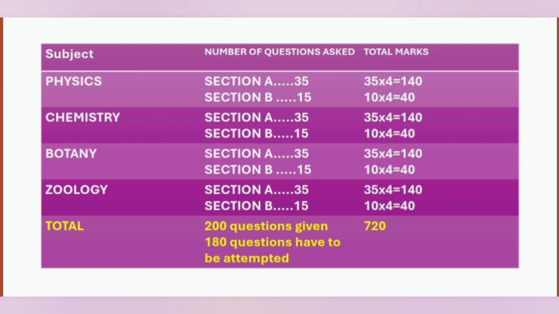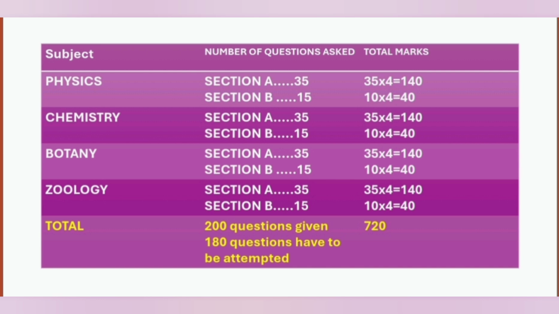Now question paper pattern. So it consists of 3 subjects: physics, chemistry, biology. Biology means here botany and zoology. So in these 4, physics, chemistry, botany, zoology, 2 sections will be there. Section A, section B. From section A, 35 questions will be asked. From section B, 15 questions will be asked.